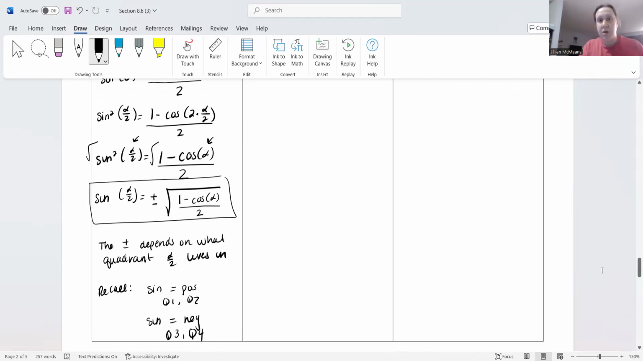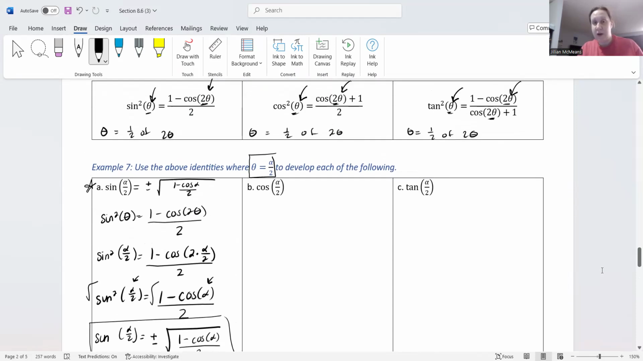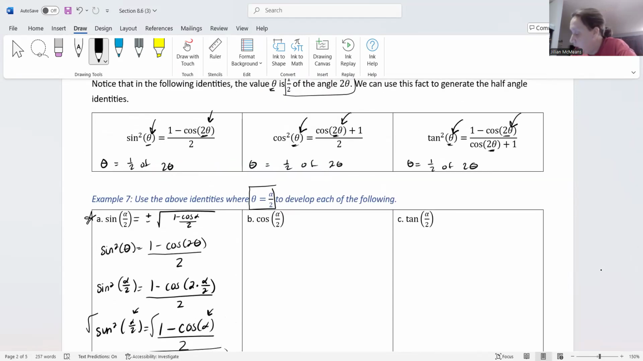Okay, so next up, let's look at cosine of alpha over 2. Please remember that we start out with cosine squared theta equals cosine of double theta plus 1 over 2.